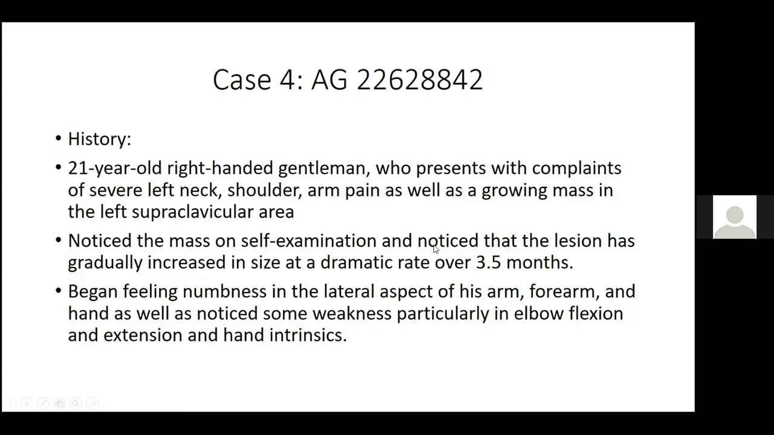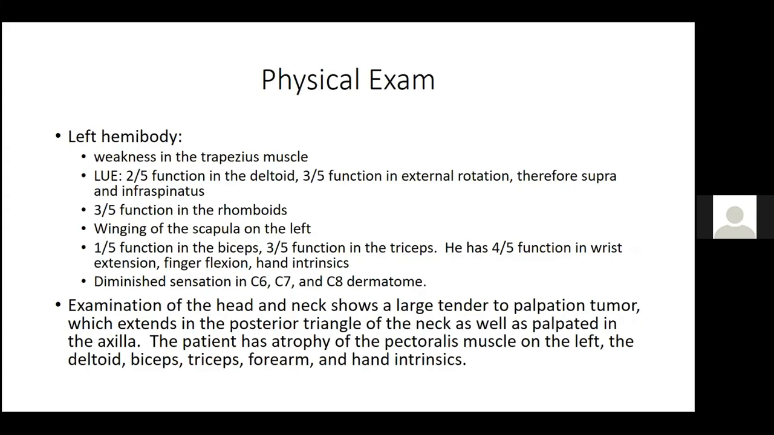Yep. Okay, cool. So this is a 21-year-old right-handed gentleman who presents with complaints of severe left neck, shoulder, and arm pain, as well as a growing mass in the left supraclavicular area. He found the mass just by looking at himself, and over 3.5 months noticed that the lesion has been growing. He's been feeling numbness in his lateral arm, forearm, and hands, and some weakness, particularly in elbow flexion and extension of the hand intrinsics. On physical exam, he has weakness in the trapezius. His deltoid is 2 out of 5, 3 to 5 in external rotation, 3 to 5 in the rhomboids, winging of the scapula on the left.